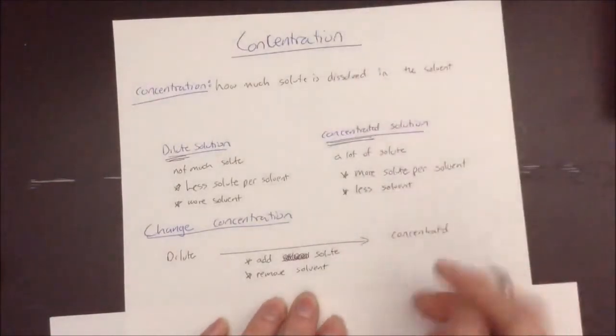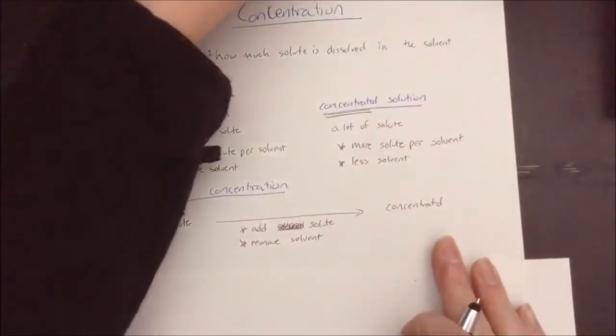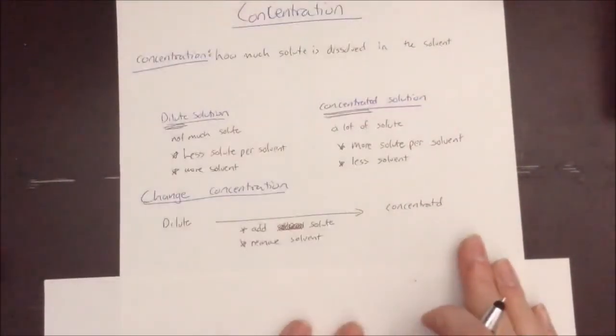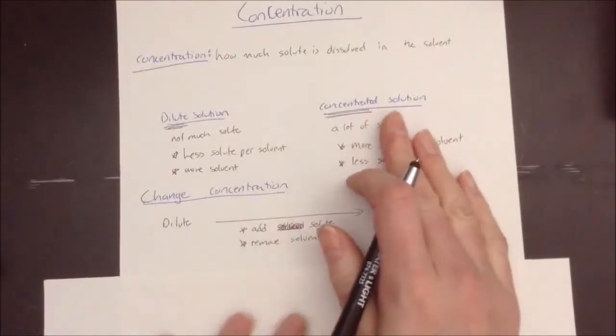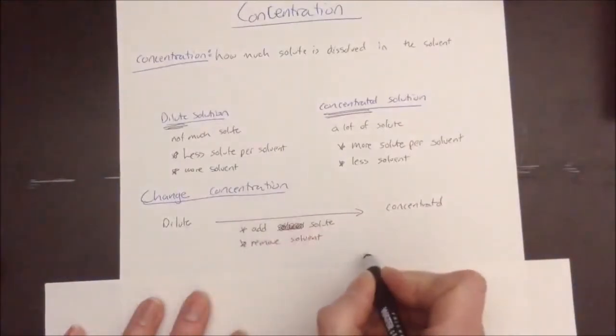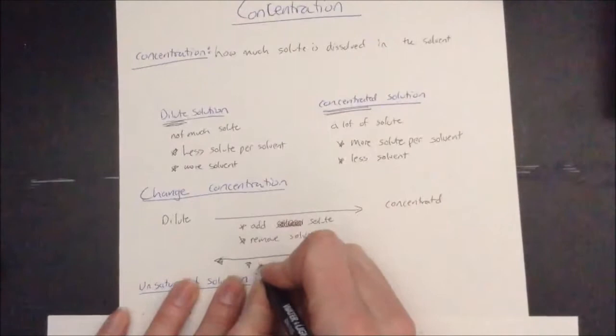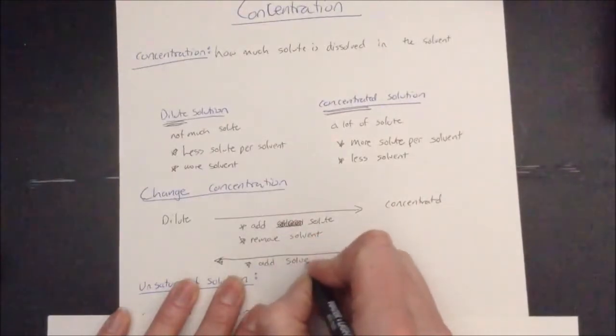In fact, when you do some cooking and you reduce a mixture in a pot on the stove, that's what you're doing, you're making it more concentrated. You do that a lot when you make soups and sauces and whatnot. If you wanted to go from concentrated to more dilute, that's when you would add solvent.